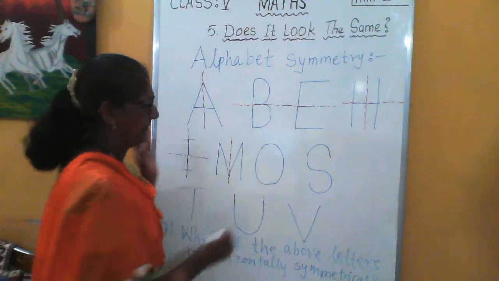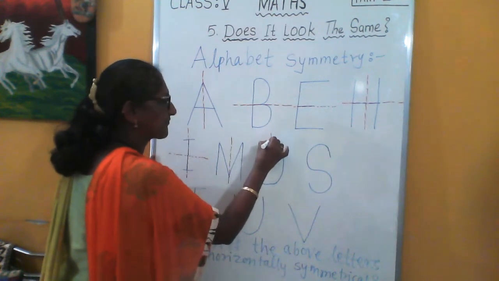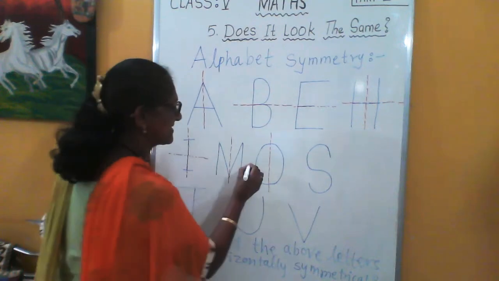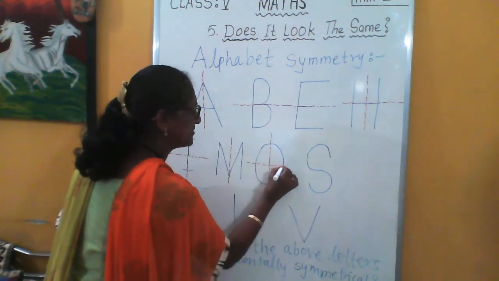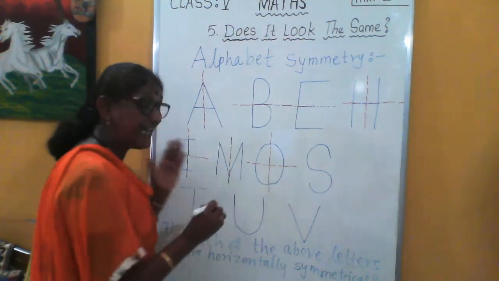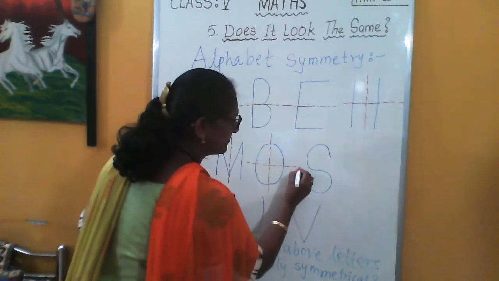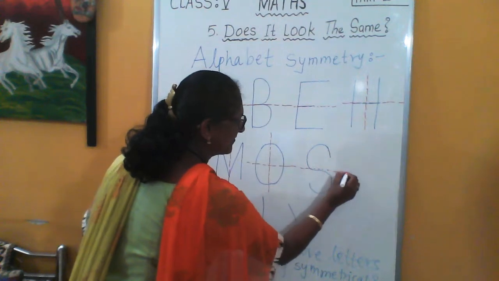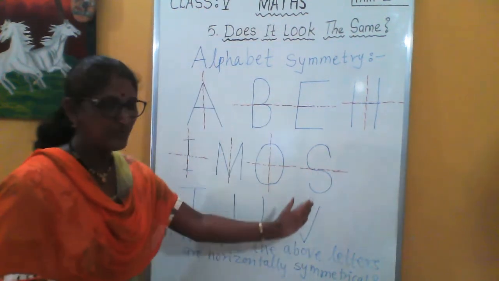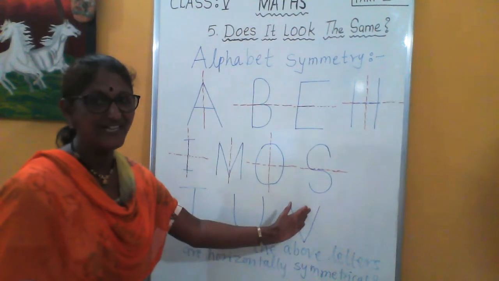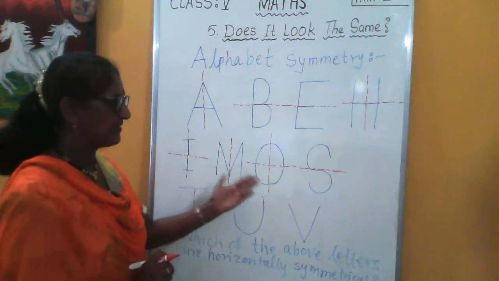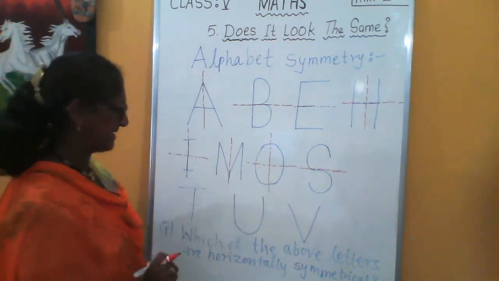For O, vertically gives equal parts, and then horizontally also equal parts. For S, we will put it vertically. If we put vertically, we cannot divide into equal parts, and that is why we have to put it horizontally so that we can divide it into two equal parts.